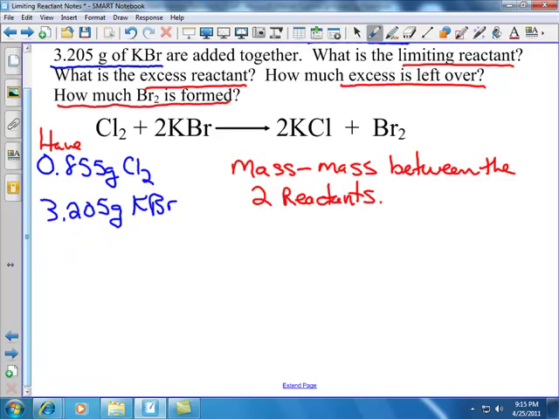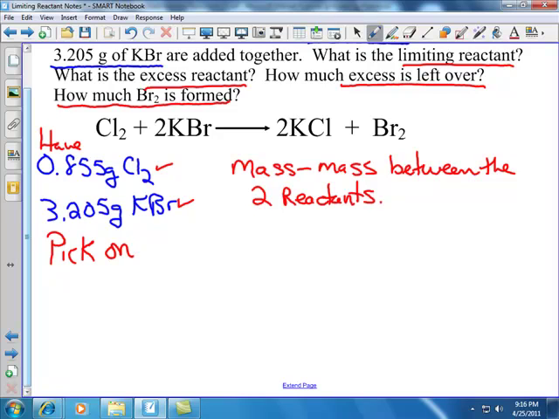We are not going to worry about any products right now. All I want to know is, if I have this mass of chlorine and this mass of KBr, which one of those two is in excess? Now, this is the hard part. How do you do this? Well, you pick one and then find out how much of the other one you would need to react with it. So it's very important. This is how you start.